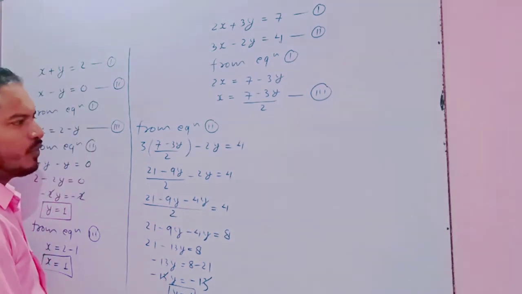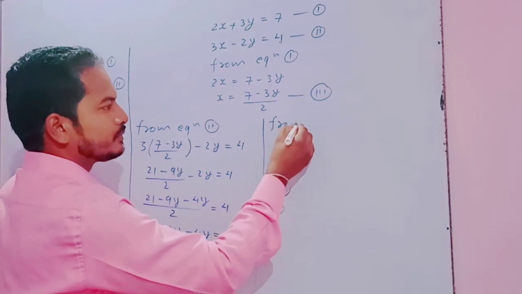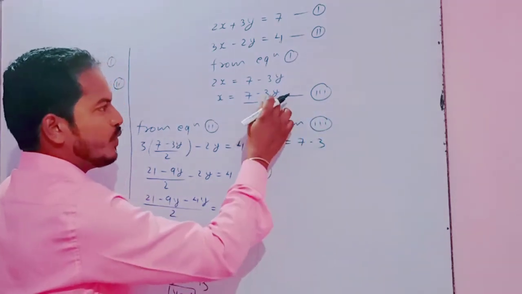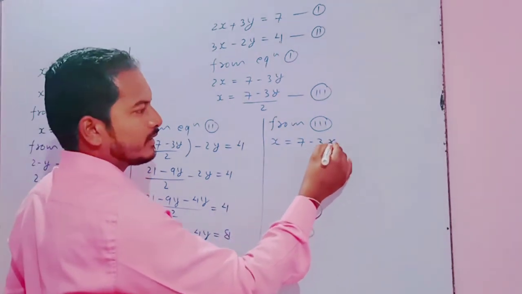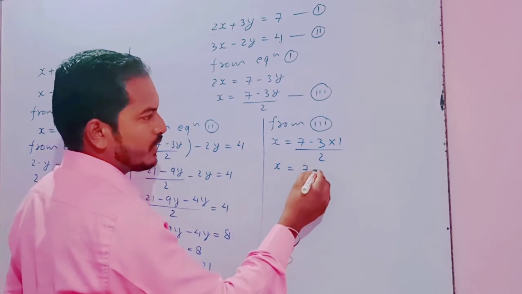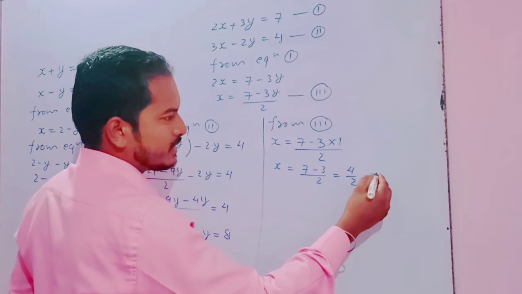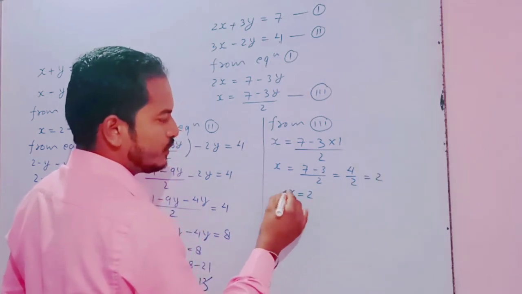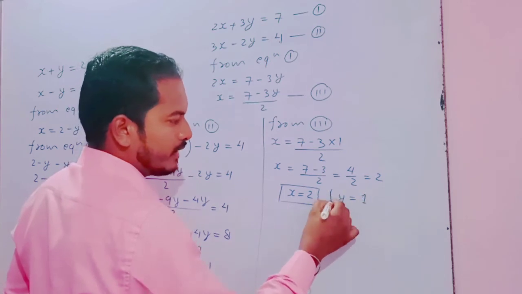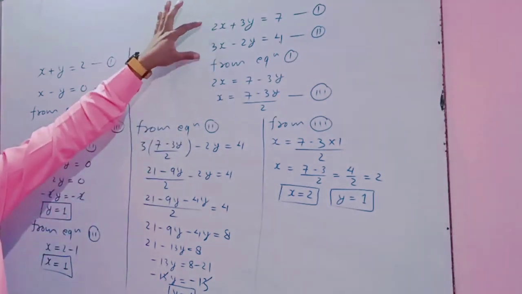Now substitute the value of y equal to 1 in equation third. So from third, x is (7 minus 3 into y) upon 2. What is y? y is 1. 3 into 1 upon 2. It will be x is equal to (7 minus 3) upon 2. 7 minus 3 is 4, upon 2. It means 2. It means x is equal to 2 and y is equal to 1 is the required solution of the pair of linear equations in two variables.